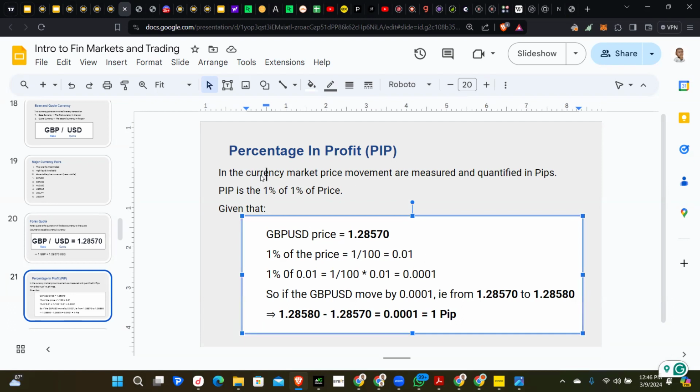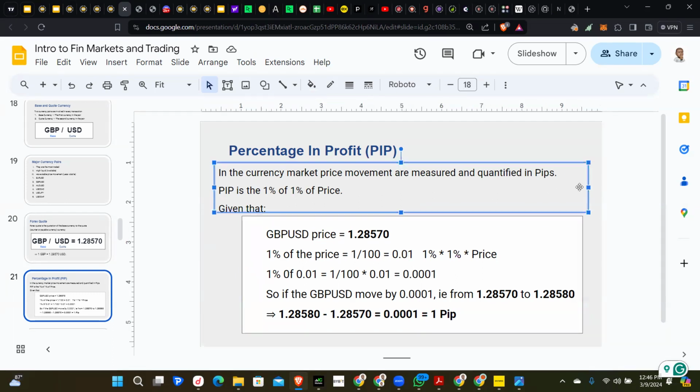So here we say that PIP is 1% of, that simply means multiplication of 1% again of price. Since 1% of price gives us 0.01, another 1% of 1% is going to give us 0.001. Now, if GBP moved by 0.01, that is 1 pip.